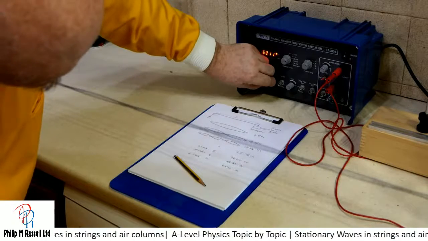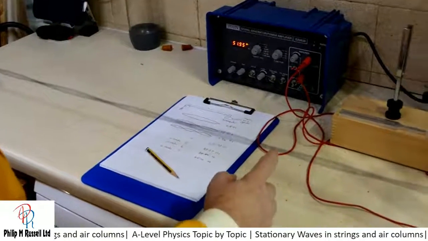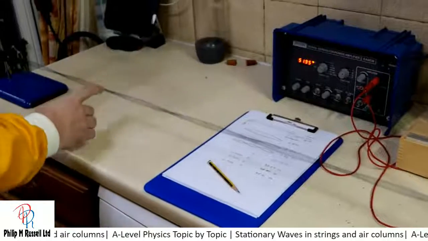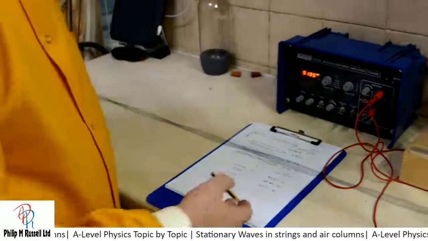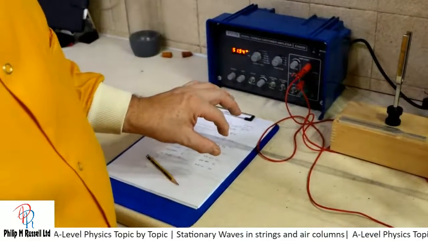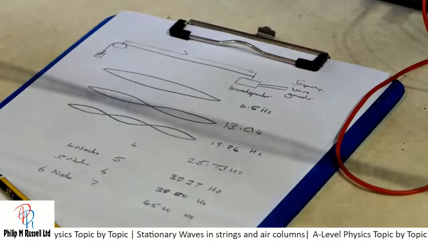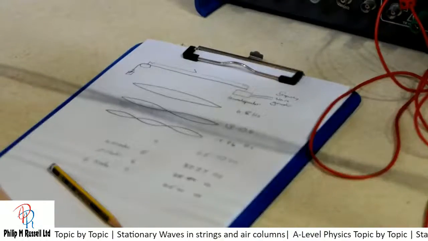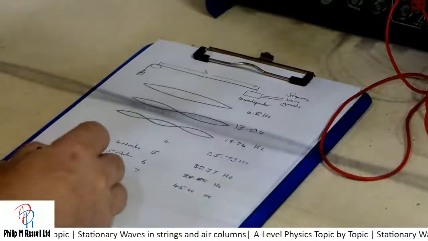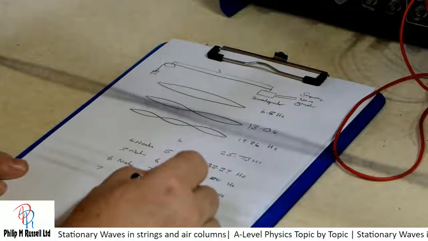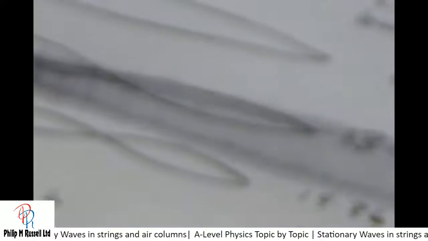Maybe here. I can see 1, 2, 3, 4, 5, 6, 7. And it's starting to become much smaller, and it's becoming much harder to see on the camera, although Paul's zoomed in a little bit. So that's 7 nodes, and that's at 51.95 hertz. And we'll try one more.